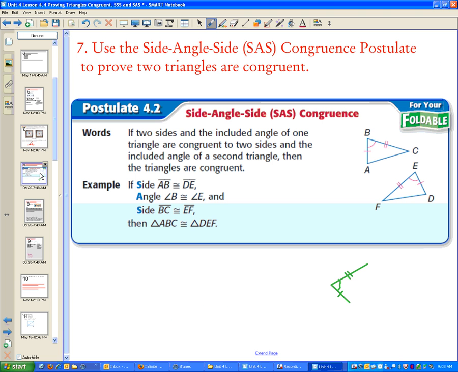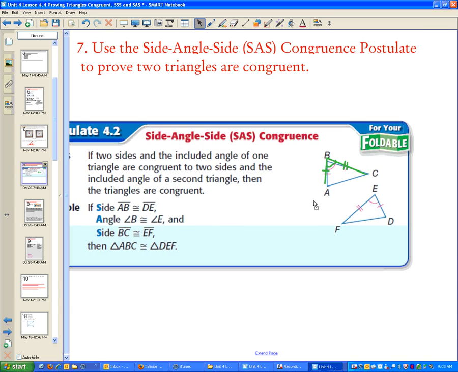Okay. The side-angle-side congruence postulate says this. If two sides and the included angle of one triangle are congruent to two sides and the included angle of a second triangle, then the triangles are congruent. Okay? Now, two sides and included angle. Well, okay, I'll do it that way then.